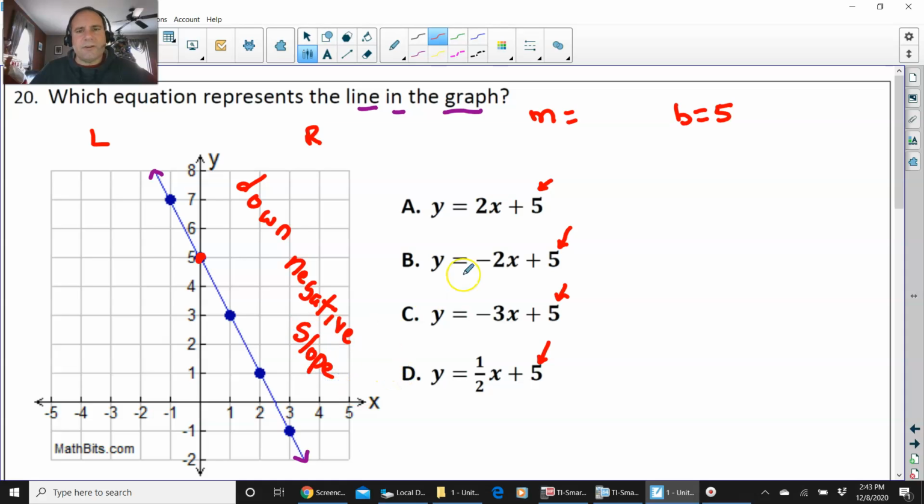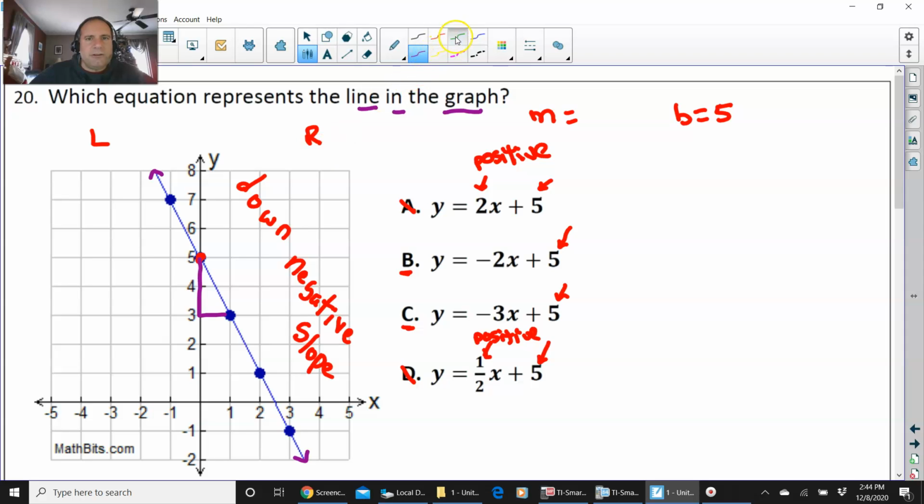If it's a negative slope, that means A, which is a positive slope, is out. Positive slope. Negative could be this. Negative could be this. This is positive. Out. So let's go ahead and draw my triangle.